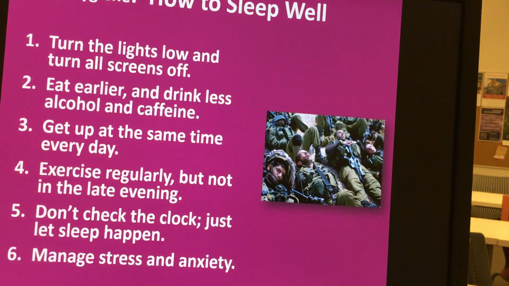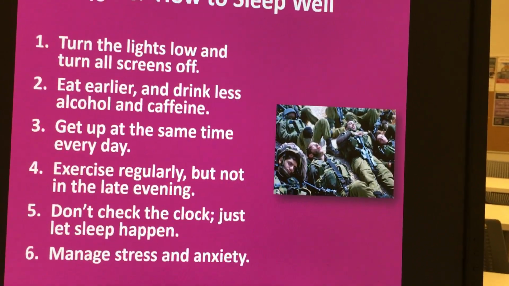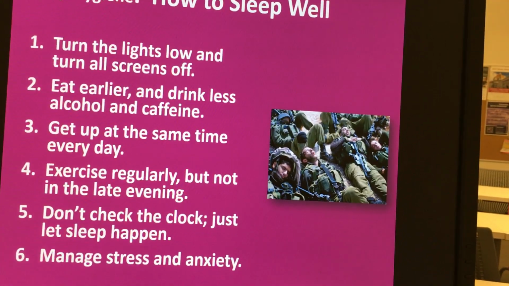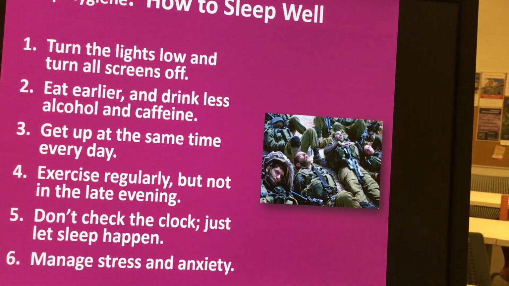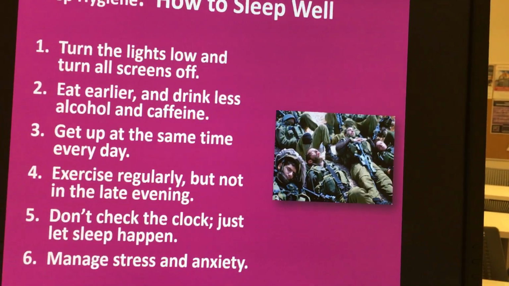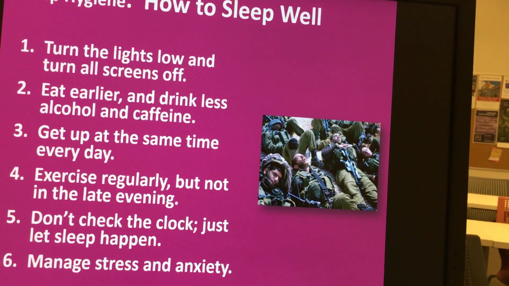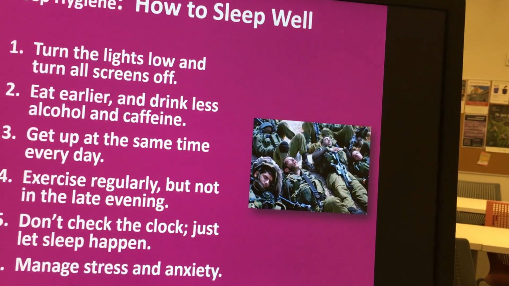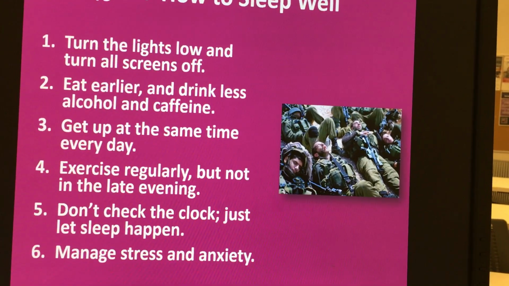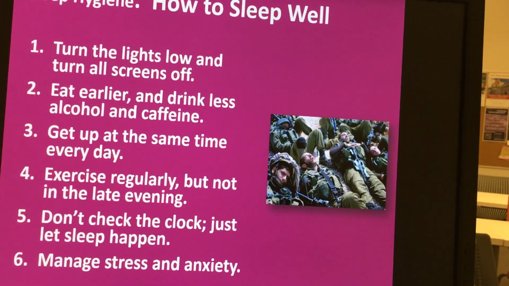You want to eat earlier. You don't want to drink alcohol because that will interfere with your REM sleep later on. You want to have a routine where you get up at the same time every day, exercise regularly. When people start exercising, they don't necessarily start seeing improvements in sleep right away. It can take up to 3 months for the improvement in sleep to show, but it's certainly very good for our body as well. So you may just as well do it if you need to improve your sleep.